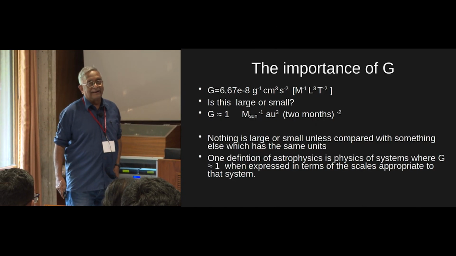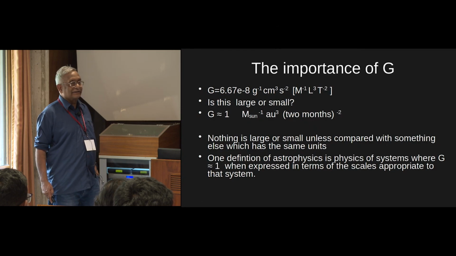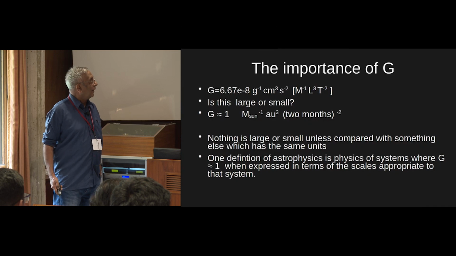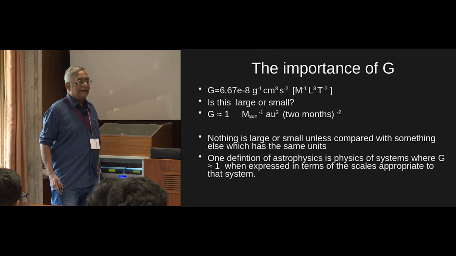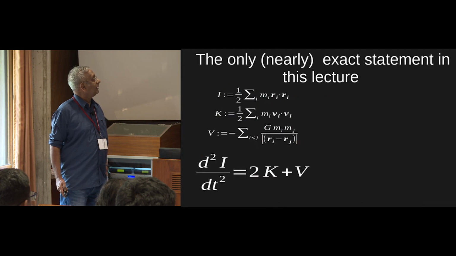So I gave you a definition of astrophysics as studying the whole universe. I'm giving you a different definition now. The physics of systems in which G is 1 or G is important when expressed in terms of the scales appropriate to the system, okay.